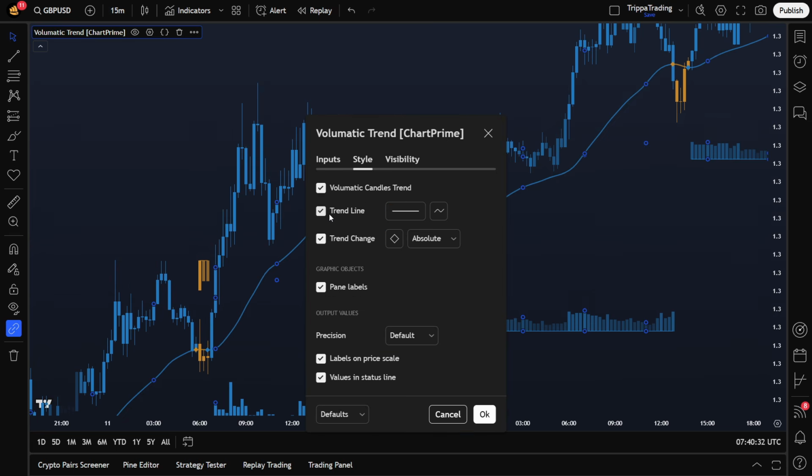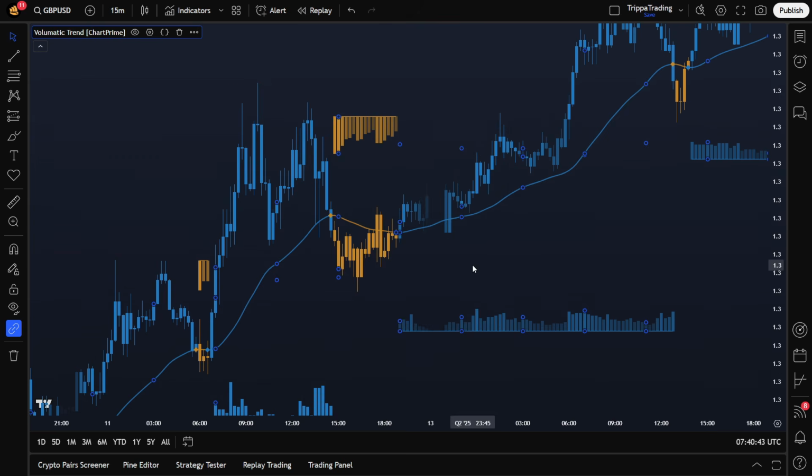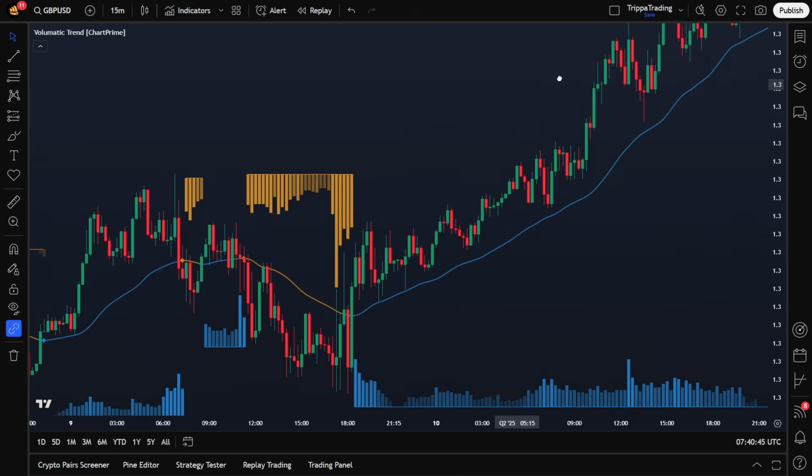Under the Style tab, you can choose to hide or show various elements: the trend line, candle coloring, diamonds, volume histogram, and panel labels, depending on how much detail you want on your chart. Personally, I find all the visual cues helpful, so I leave everything enabled.